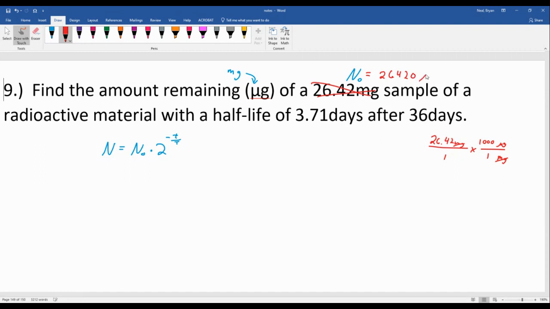26,420 micrograms. And then that way I get micrograms as my answer. So I don't have to worry about this extra complication. I'm just going to get my answer now.